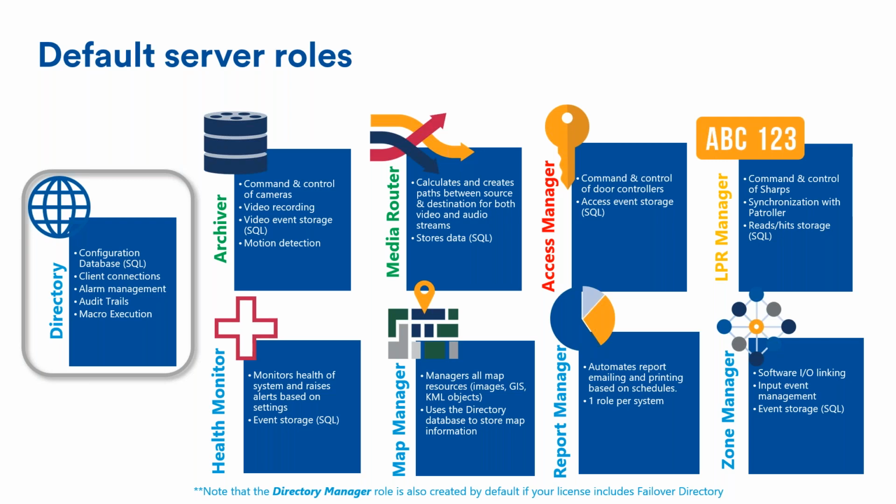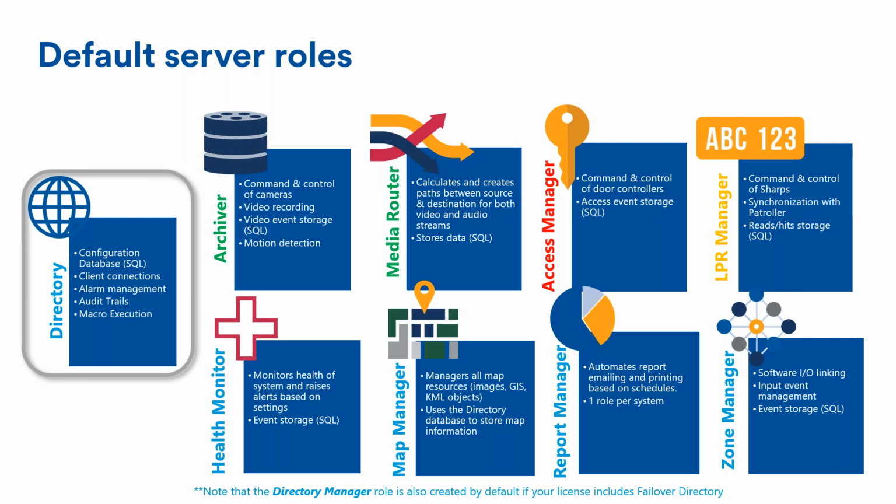Something else that's very important in an Omnicast system is a role called the media router. And the media router, as it says, calculates and creates paths between source and destination of both video and audio streams. So basically what that means is if somebody requests video, whether it's live or playback video in a Security Center system, the media router determines the best path through the network that video will travel from the camera to the workstation.